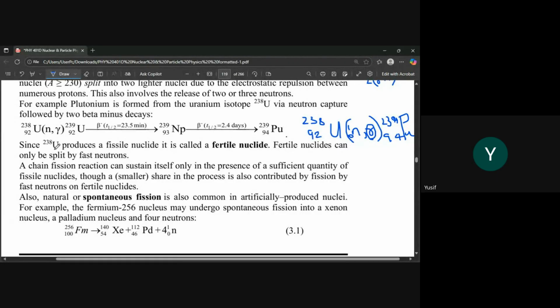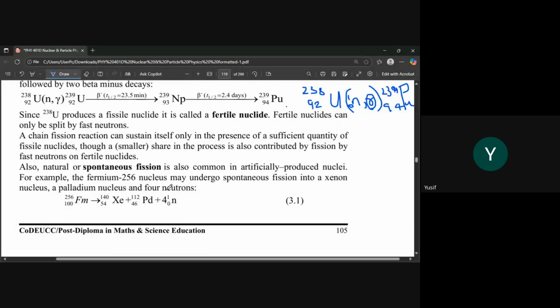So since the uranium produces a fissile nuclide, it is called a fertile nuclide. Fertile nuclides can only be split by fast neutrons. To realize, at first we talk about fissile material, we're also talking about a fertile nuclide. I hope you are following. Yes, sir. A chain fission reaction can sustain itself only in the presence of a sufficient quantity of fissile nuclides, though a smaller share in the process is also contributed by fission by fast neutrons on fertile nuclides.